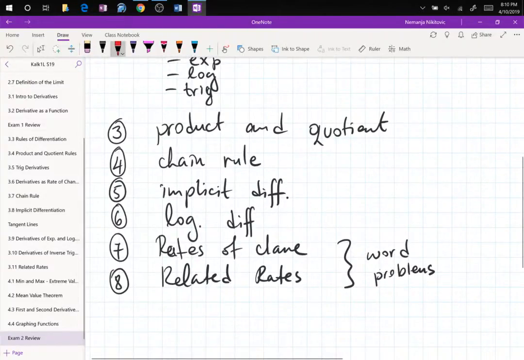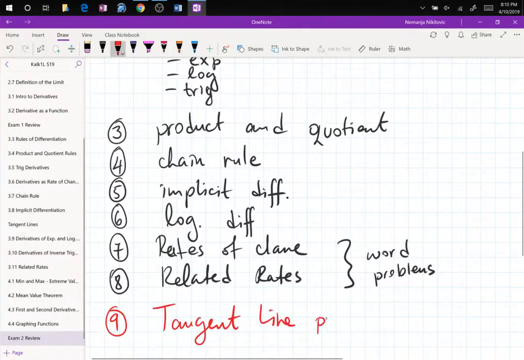And finally, in red, number 9, tangent line problems. Problem, and S in parentheses. Computer science deals with those issues. So tangent line problems, and the derivative within the tangent line.